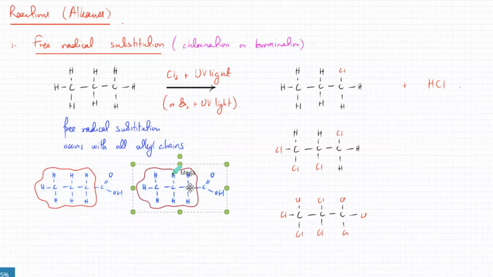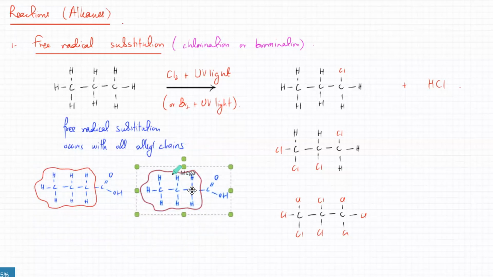So somewhere over here, the Cls might get substituted randomly. I mean, maybe all of them, maybe some of them, and completely random. There's no specific position at which the Cl would like to go or attach itself. Is that part clear? Yes, sir.